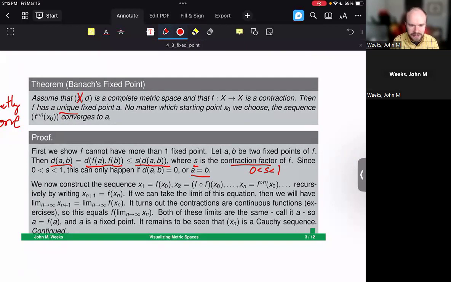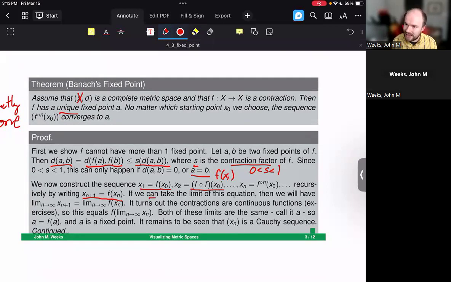Now let's get to this sequence. Here again, x sub 1 is the sequence that is just plugging x naught into the function f. x2, you could write either as f of x1 or as f composed with f, plugging in x naught. And then x sub n is composing f n times on x naught, and writing recursively, we can just write x sub n plus 1 is equal to f of x sub n. If we take the limit of this equation, then we will find that this is exactly the point that we're looking for. So let's see if we can take the limit of this equation.